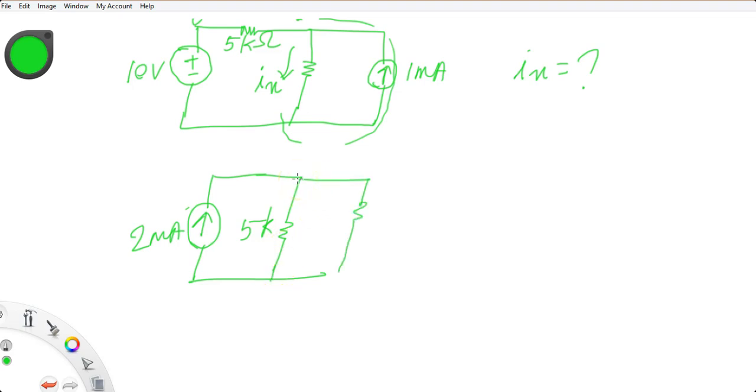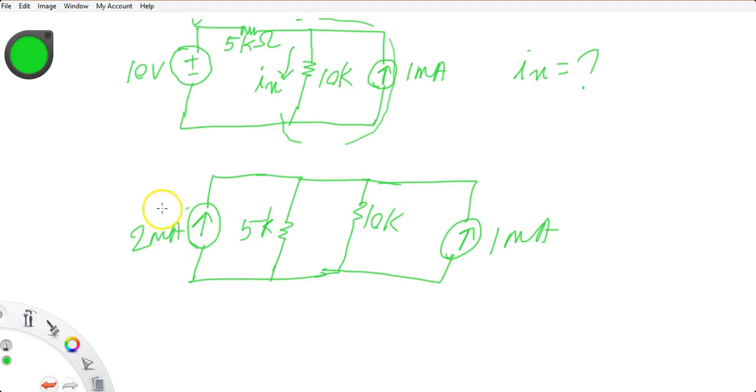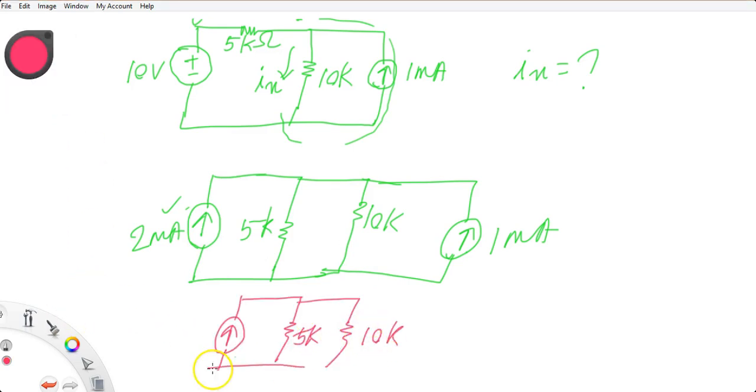Then you have the other circuit element, which is 10 kilo, and then 1 milliampere. See here, 2 milliamperes and 1 milliampere flow in the same direction. I can club together the 5 kilo and 10 kilo. When I club the currents together, I will have a net current of 3 milliampere, and this is your current Ix.